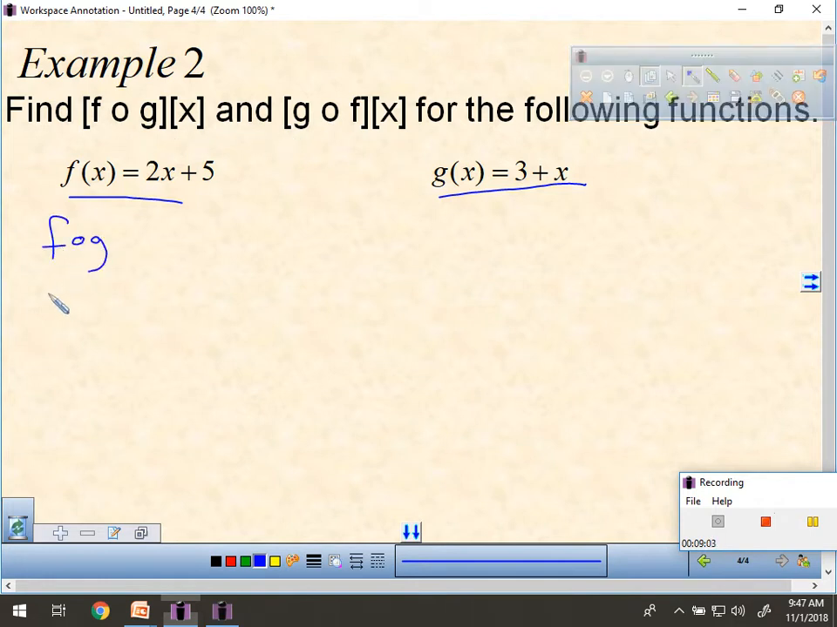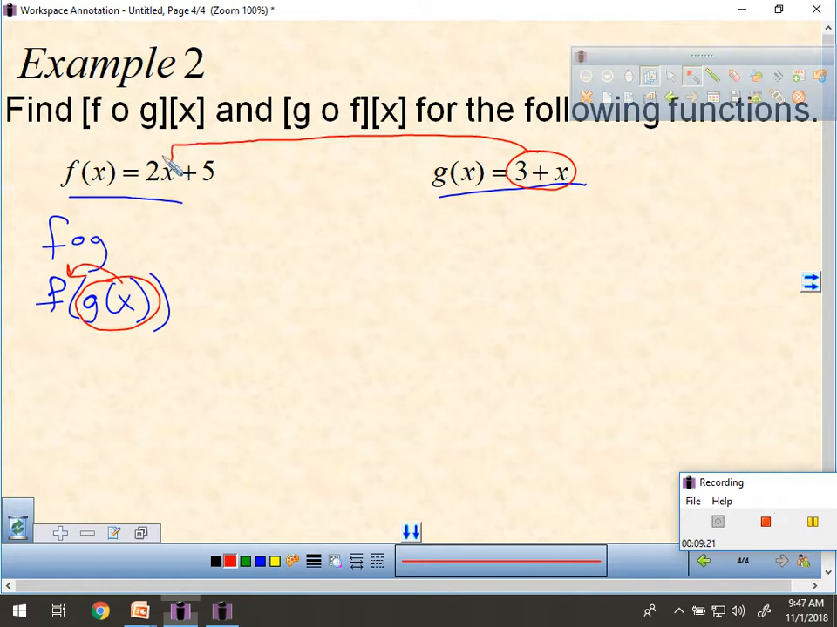Now, if you remember, FOG stands for f of g of x, which means I'm going to start with the g function, and guess where I'm going to plug it into? The f. So watch what happens. Y'all see the g function right here. You see I circled it. Let's plug that into the f function. So you see wherever there's an x, we're going to plug in that 3 plus x. So here's what you have: 2, and then inside of that x, you'd have 3 plus x, and then plus 5 on the outside. So you literally, wherever you see an x, you just plug in that other function. So you're literally composing something new.